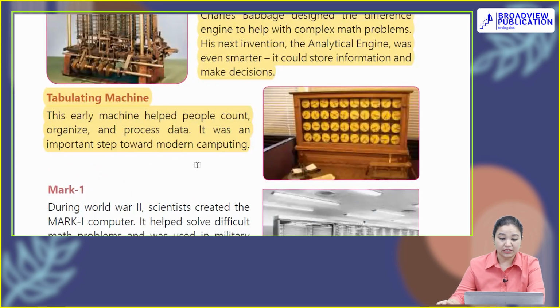Tabulating machine. This early machine helped people count, organize and process data. It was an important step towards modern computing. So people started moving towards modern computation, and we have seen this device, the tabulating machine. This was a very organized data processing machine.